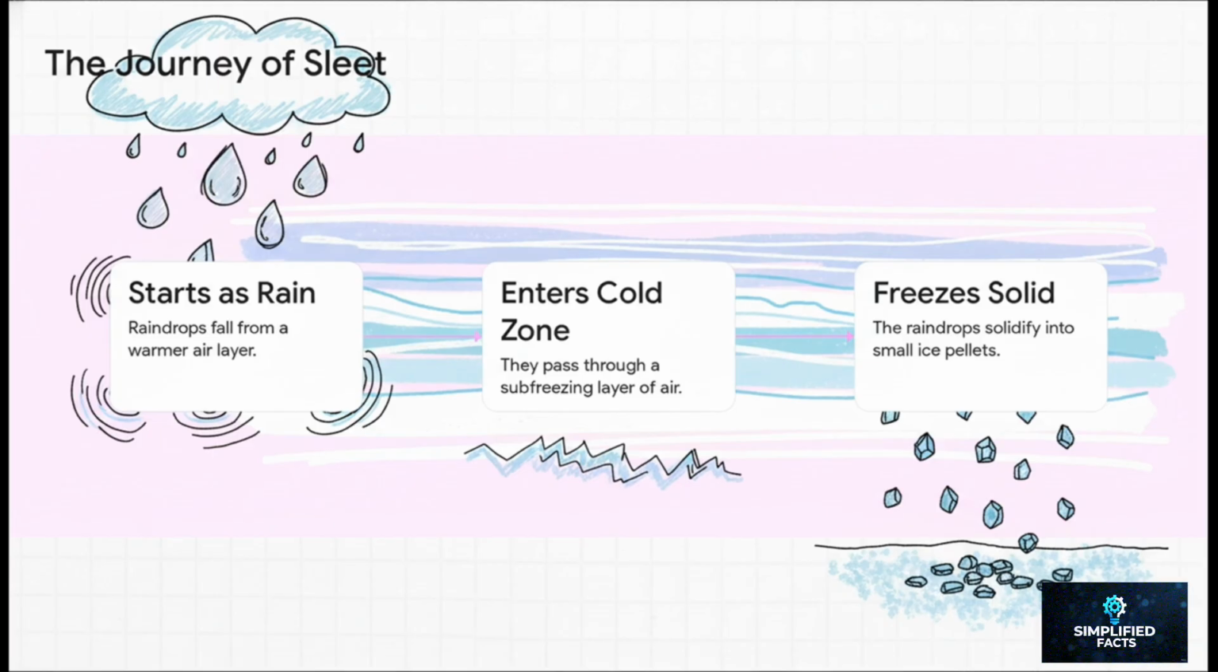It starts its life as a regular old raindrop falling out of a warmer layer of air, but on its way down, it hits a roadblock, a thick layer of air that is below freezing. As it falls through that cold zone, the raindrop freezes solid into a tiny ice pellet just before it hits the ground. And that, my friends, is sleet.